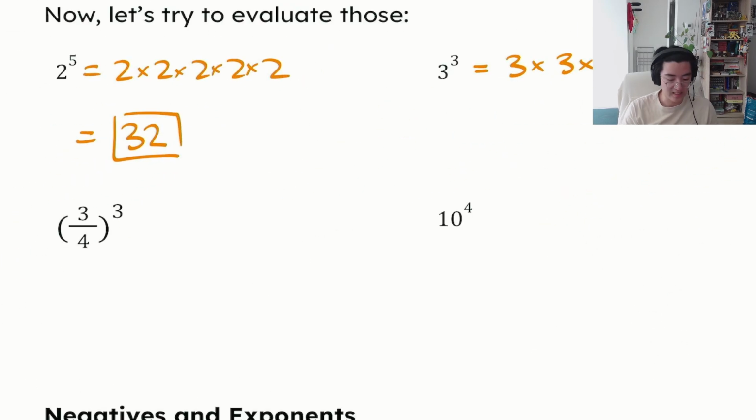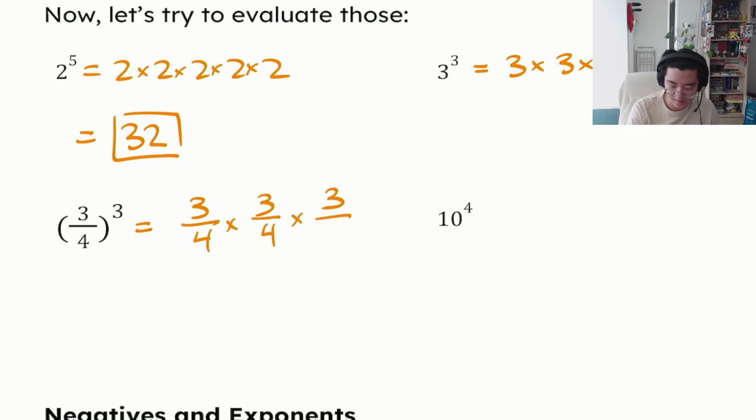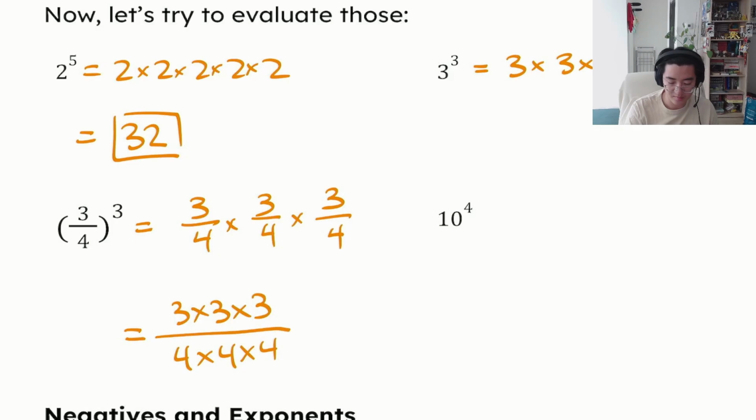How about fractions? Exact same thing. So this is just 3 over 4 multiplied by itself 3 times. Remember, with multiplying fractions, like we reviewed in Unit 1, numerator does numerator, denominator does denominator. 3 to the power of 3 is 27, 4 to the power of 3 is 64. So like that.